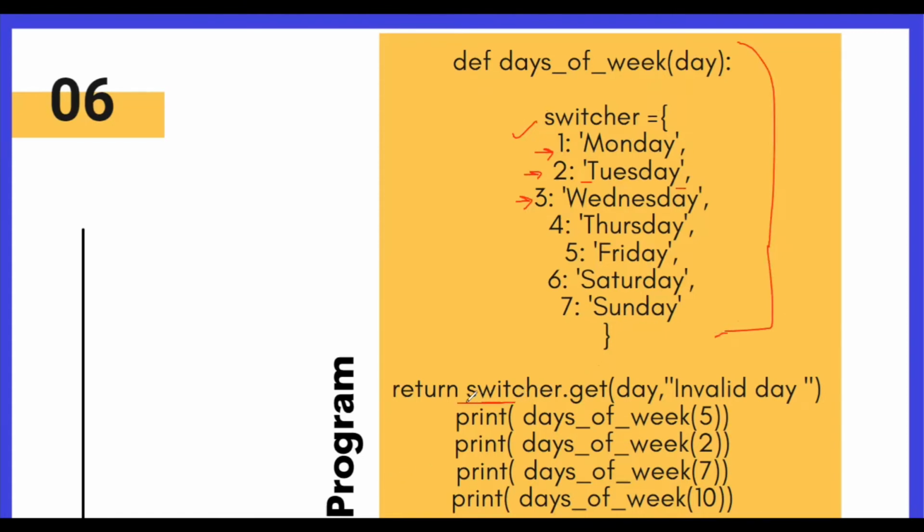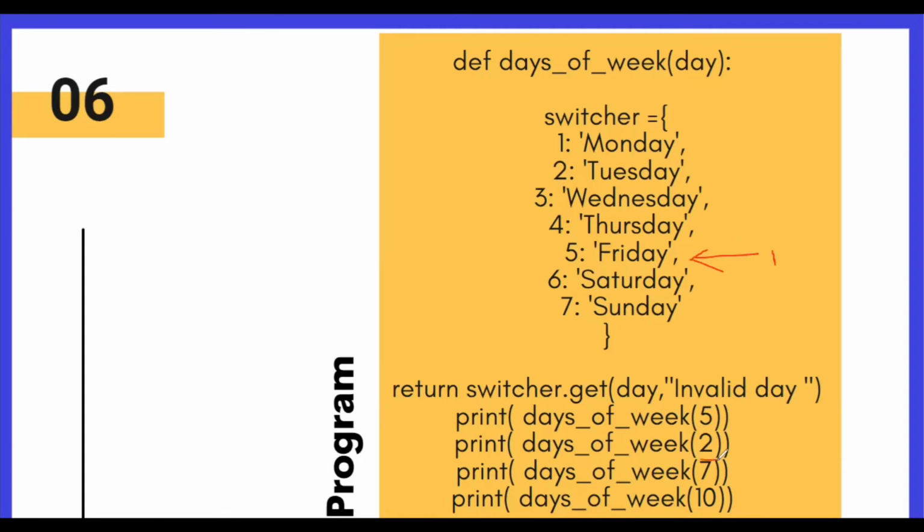Here you can see the return. It will return the value of whatever day you give. So here we are going to get the values of the days of the week. Here you can see there is an invalid day. This is going to be the default value. Now, here are the 4 print statements where arguments are passed. Here it's written 5. So what is written in case 5? It's Friday. So Friday will be printed first.